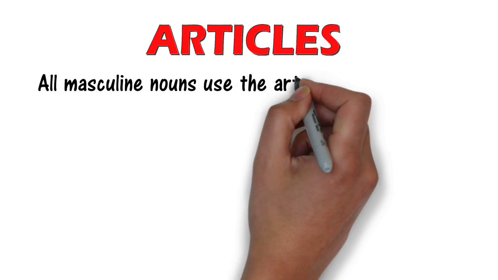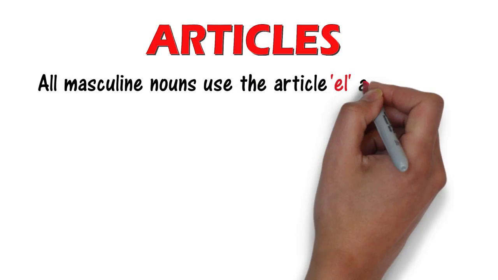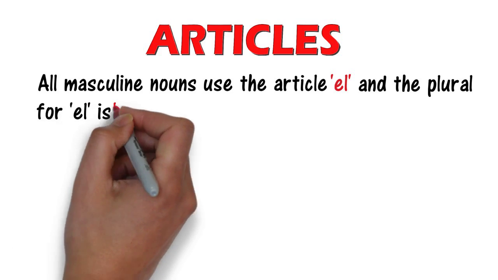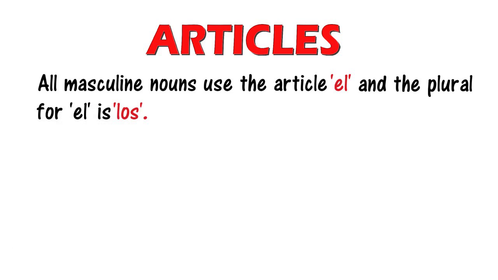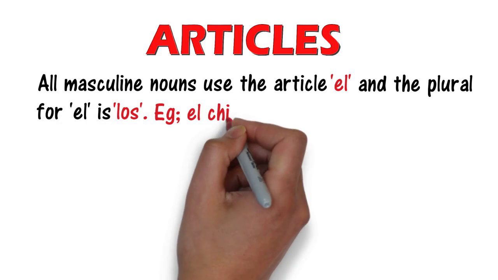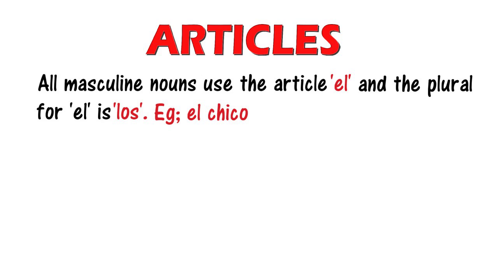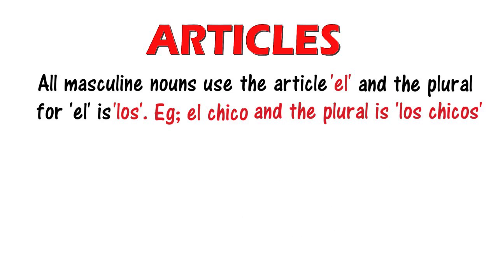All masculine nouns use the article el, and the plural for el is los. For example, we have el chico, and the plural is los chicos. Remember, I told you how to form a plural of a noun. You add s to any noun that ends with a vowel. Chico ends with o, and so you add s and it becomes chicos. And so with the article we have los chicos.